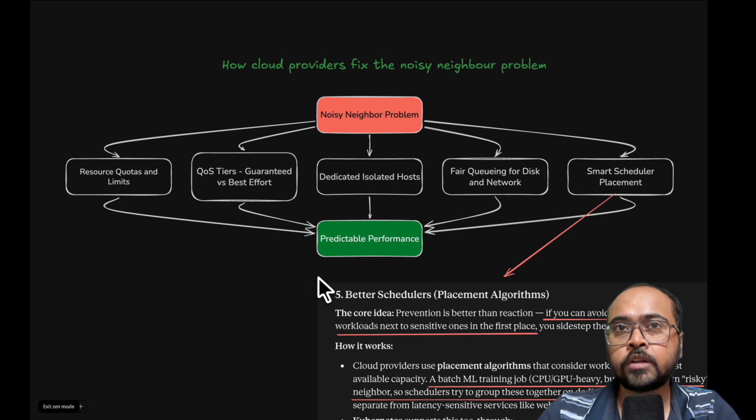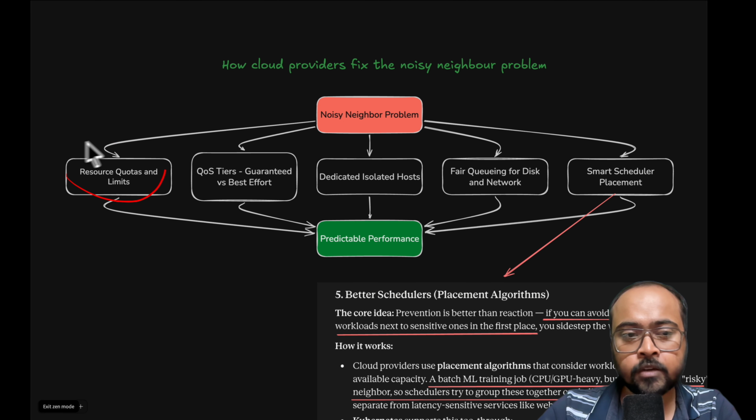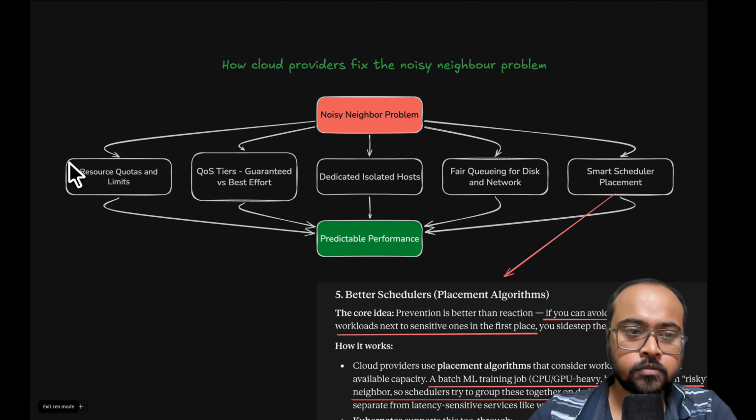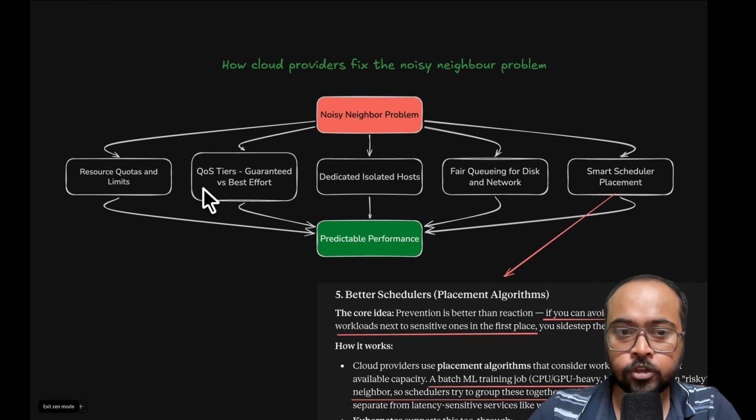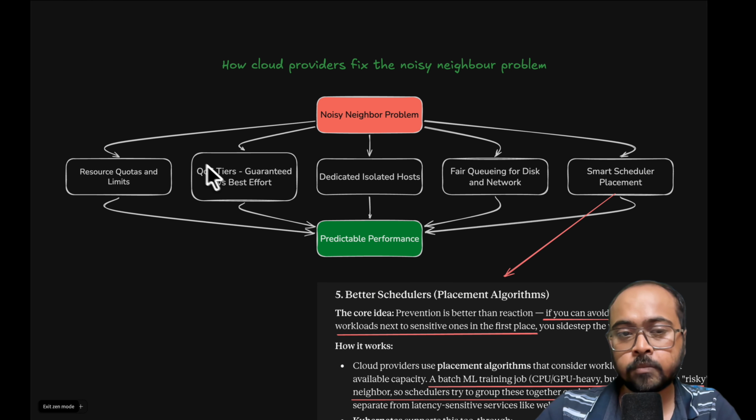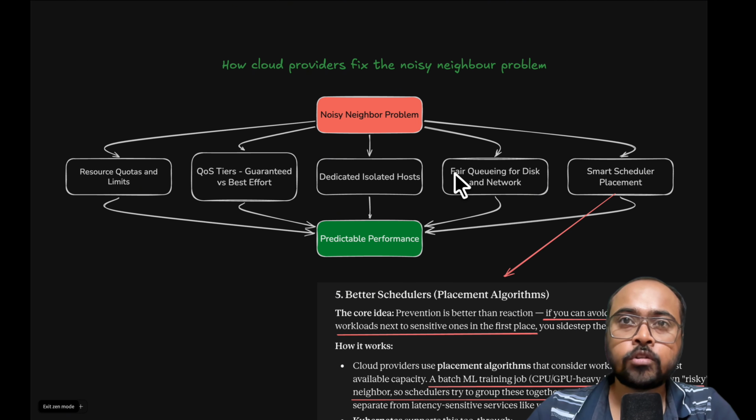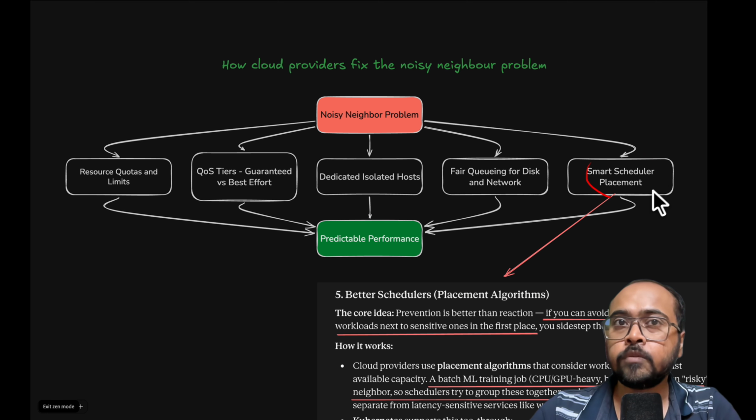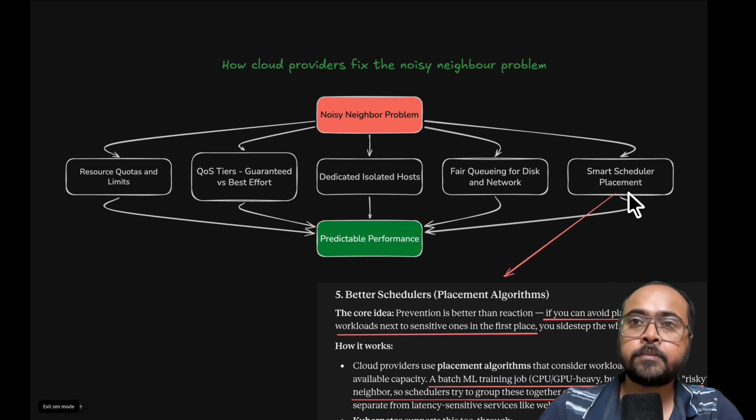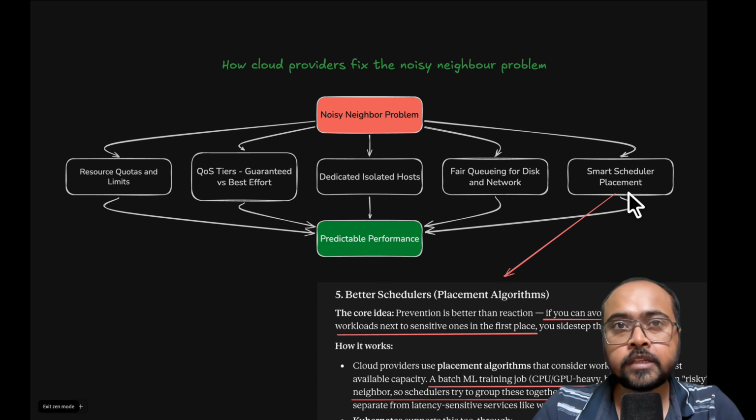So if we just summarize, first of all, they can set a quota or limit on the tenants, so that one tenant cannot use too many resources. In the quality of service tiers, they prioritize the critical workloads with guaranteed tags, so your payment service doesn't get sacrificed for someone's background job. They have dedicated hosts for the teams who need zero compromise on isolation. They have fair queuing algorithms as well, so that one single VM cannot monopolize the shared network or disk bandwidth. Smart schedulers always try to prevent the problem entirely by keeping the risky, bursty workloads away from the latency sensitive services.